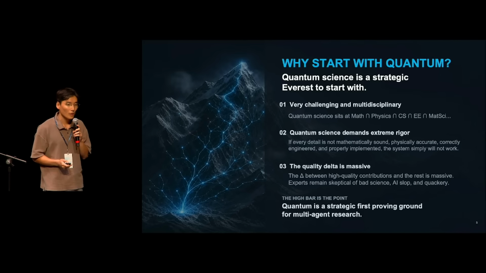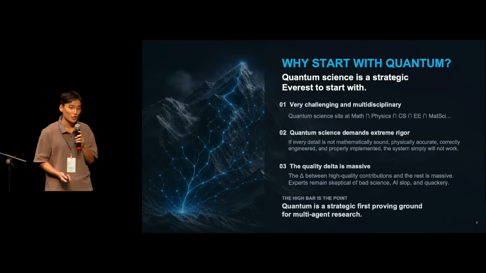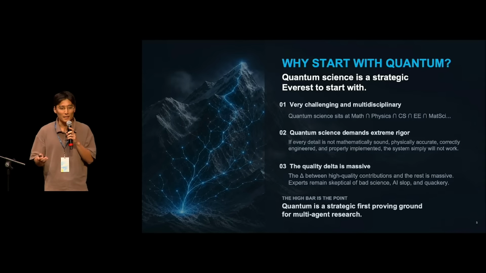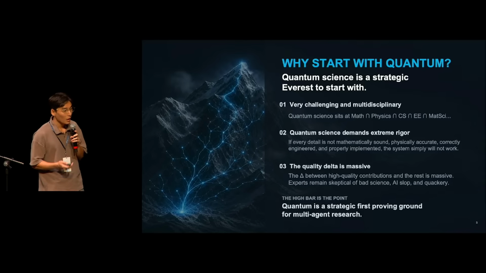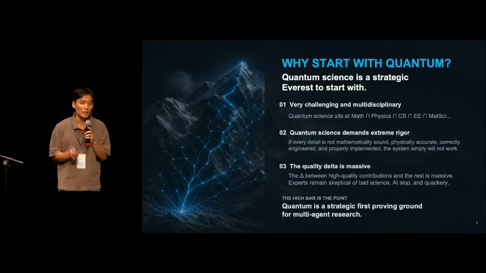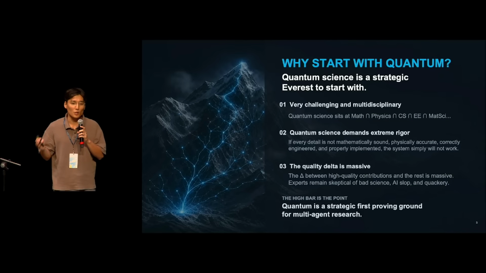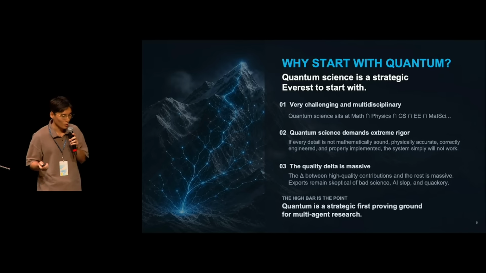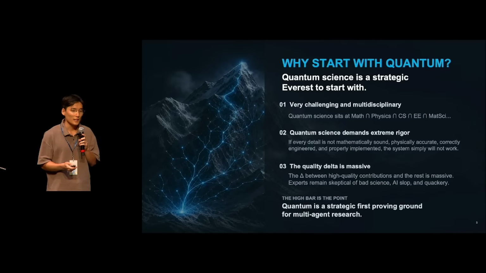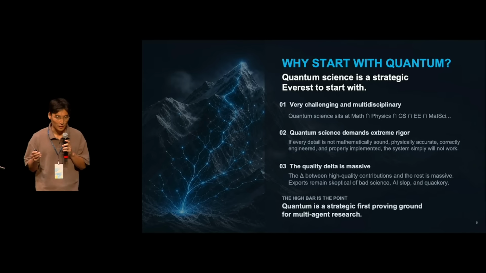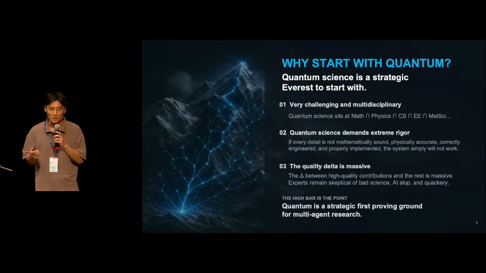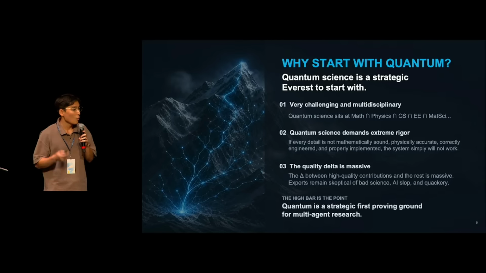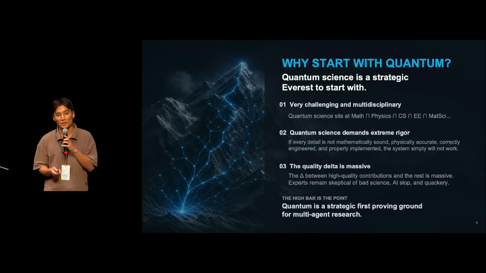Why start with quantum? One reason is that quantum science is very challenging and multidisciplinary. Quantum science is a mix of frontier research in math, physics, computer science, engineering, material science, and so on. Another reason is that quantum science demands extreme rigor. Unless every single piece is correct, the quantum experiments simply would not work. Another reason is that the quality delta in quantum research is massive. So the high quality research is very rare, and the experts are very concerned about AI slop. So once we climb the strategic Everest, then we believe that the agentic system would be capable of leading scientific discoveries in any domain.